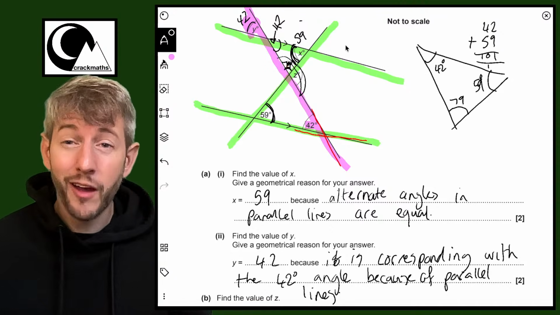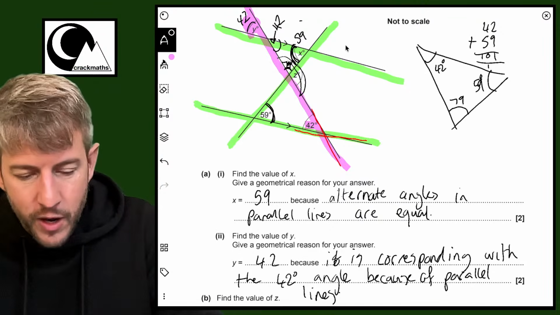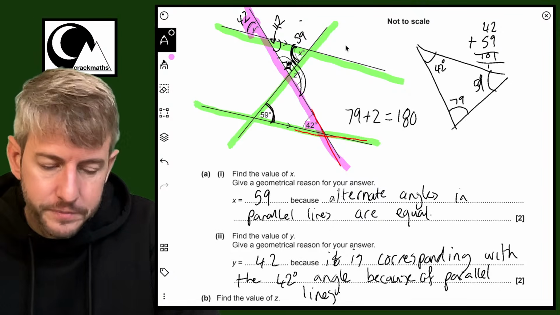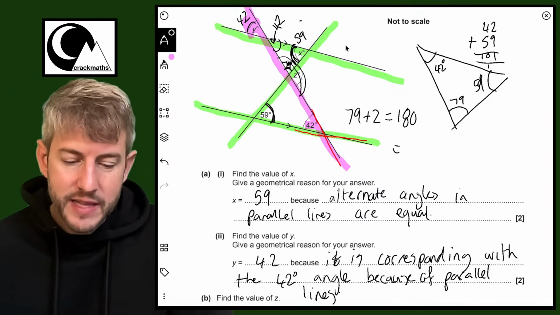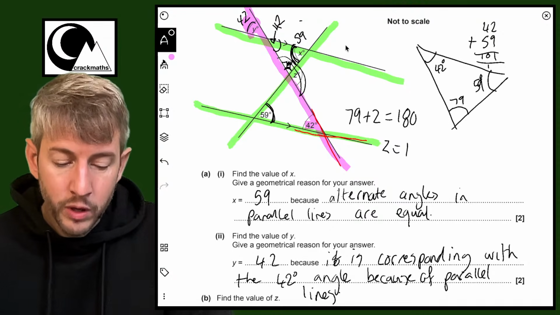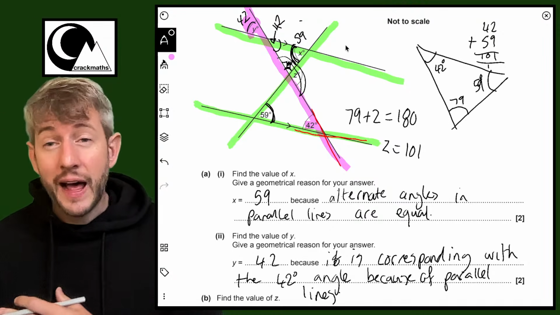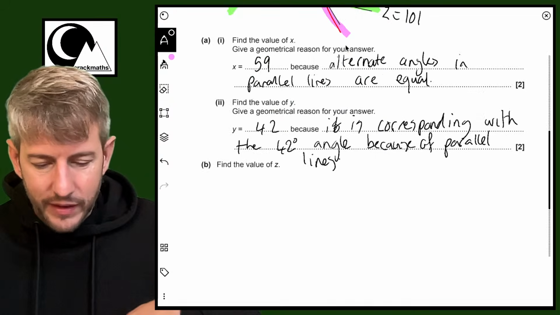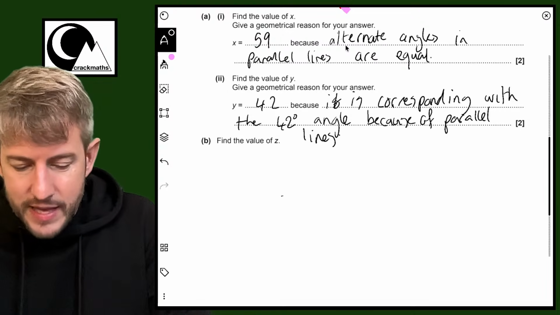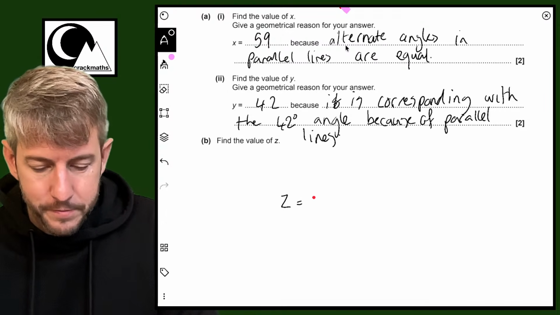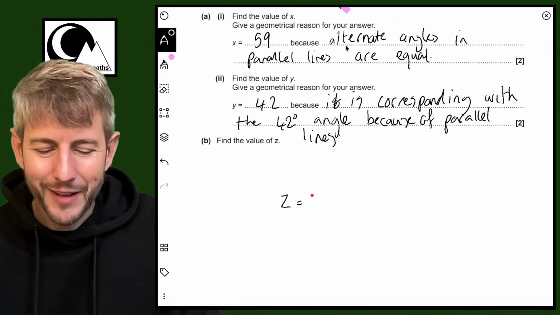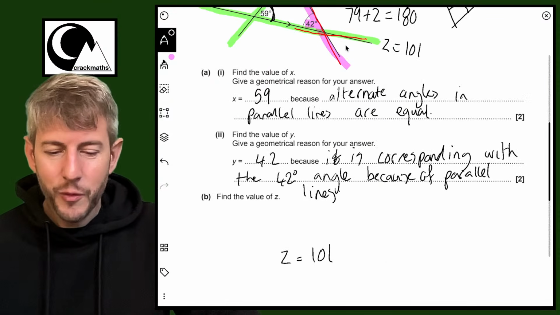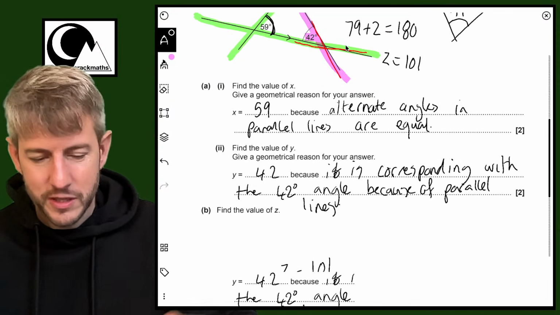So angles on a straight line also add up to 180. So 79 add Z has to equal 180, okay? Which means that Z has to equal 101, because 101 add 79 makes 180. So let's do that here. Okay, so Z equals 101. Okay, was that what we said? Yeah, Z equals 101.